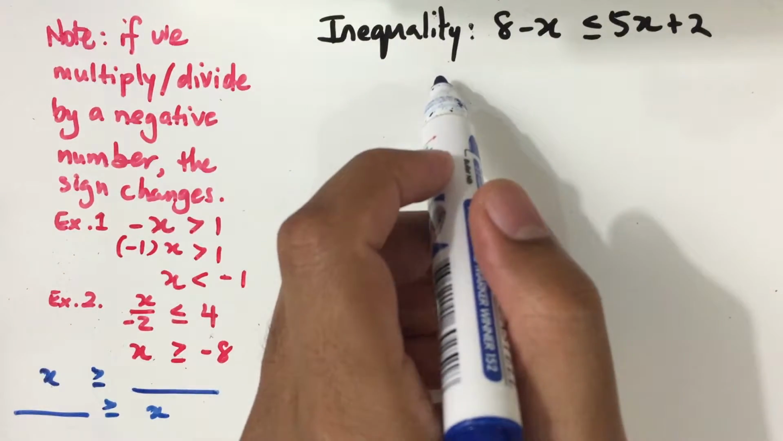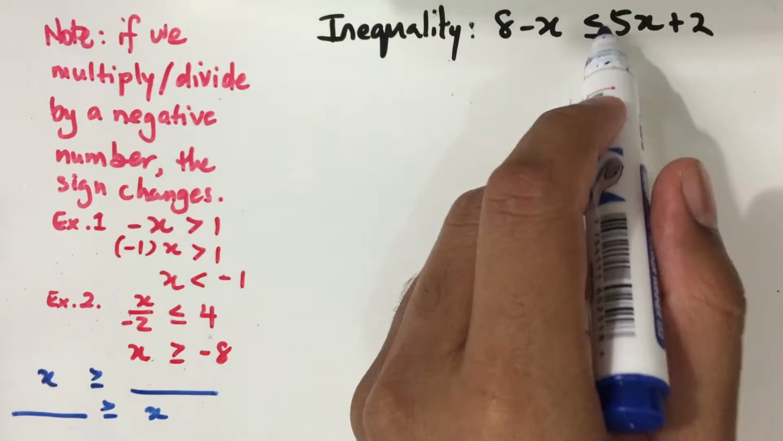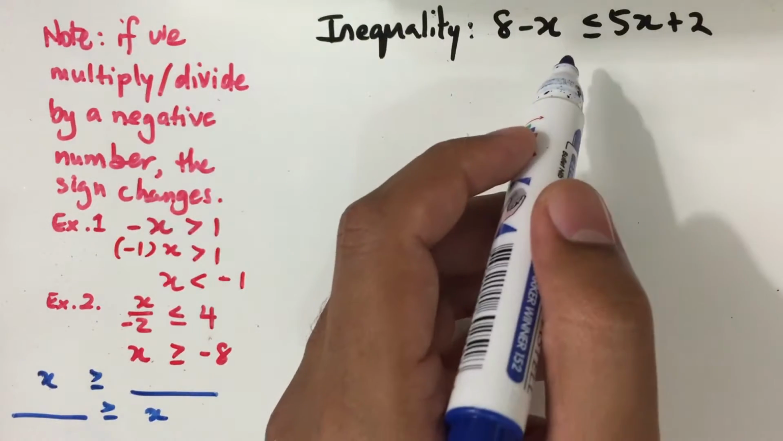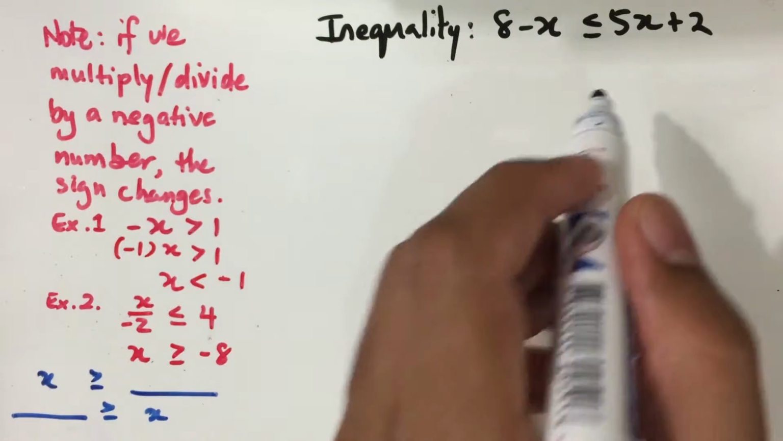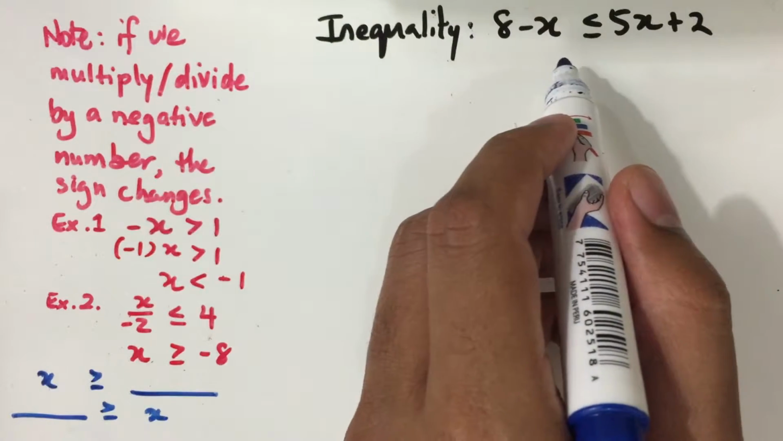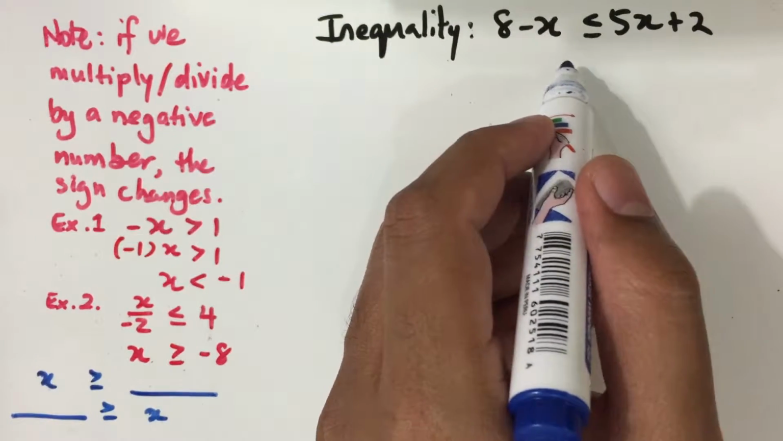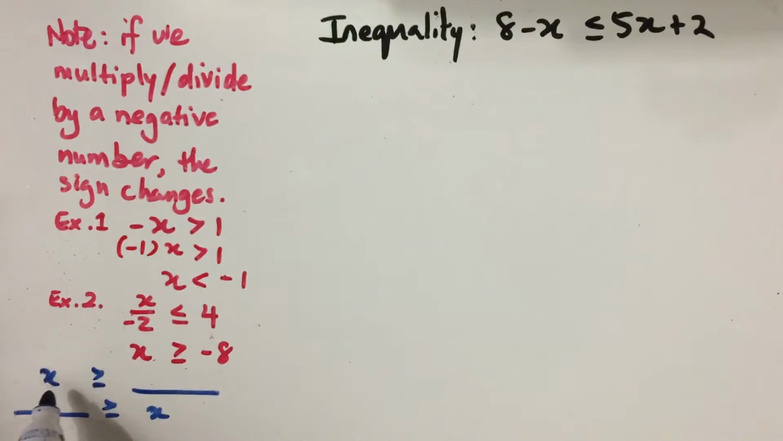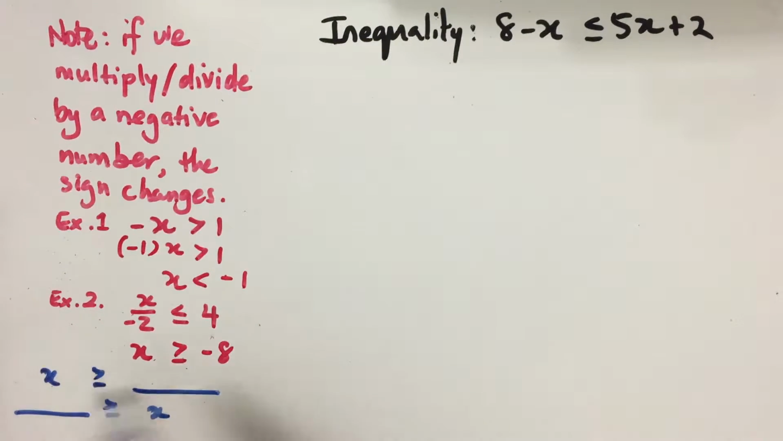We are given an inequality, 8 minus x is less than or equal to 5x plus 2, and we are asked to solve for x. To solve for x, let's pretend that we are making x the subject of the formula so that we can either put x on the left-hand side of the inequality, or we can put x on the right-hand side of the inequality, and now everything else on the opposite sides.